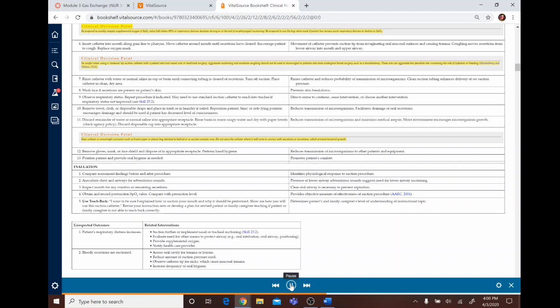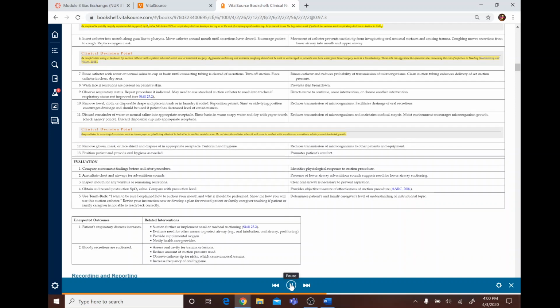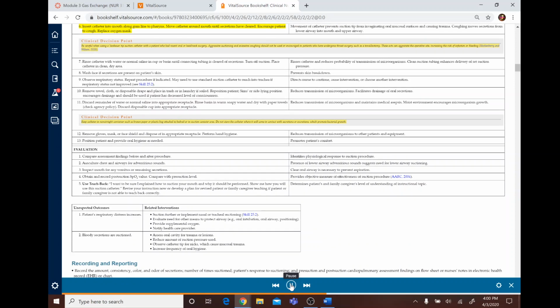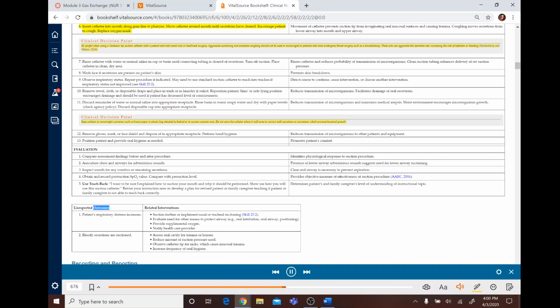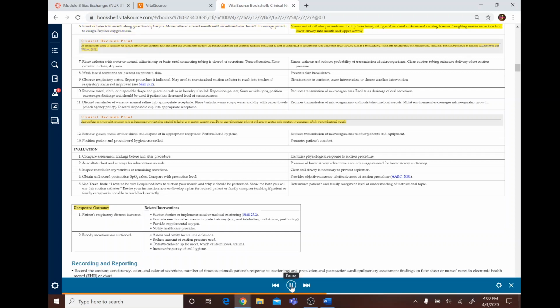Clinical decision point. Be prepared to quickly reapply supplemental oxygen if SpO2 value falls below 90% or respiratory distress develops during or at the end of oropharyngeal suctioning. Be prepared to use the bag valve mask if patient has serious acute respiratory distress or decline in SpO2. 6. Insert catheter into mouth along gum line to pharynx. Move catheter around mouth until secretions have cleared. Encourage patient to cough. Replace oxygen mask. Movement of catheter prevents suction tip from invaginating oral mucosal surfaces and causing trauma. Coughing moves secretions from lower airway into mouth and upper airway.